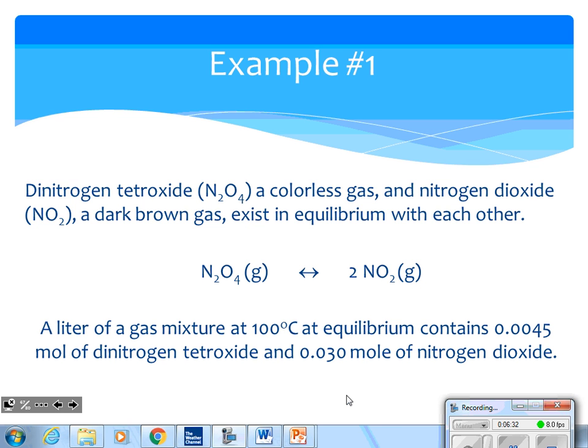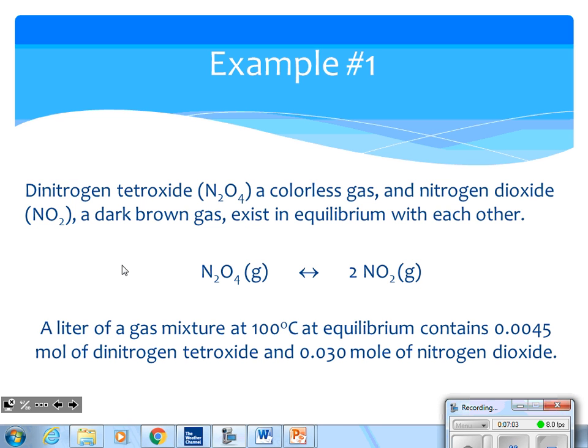Welcome back, chemistry students. We have dinitrogen tetroxide, N2O4, is a colorless gas, and nitrogen dioxide, NO2, is a dark brown gas. They exist in chemical equilibrium with each other. So you can see that I have my equilibrium reaction right here. I only have one reactant. I only have one product. My equation is obviously balanced.